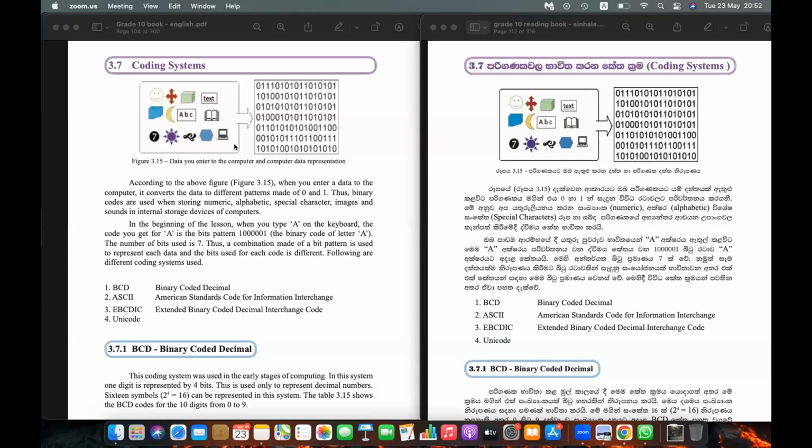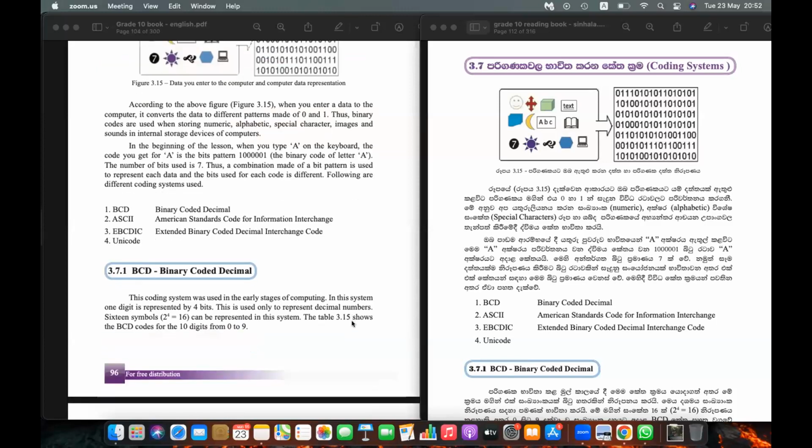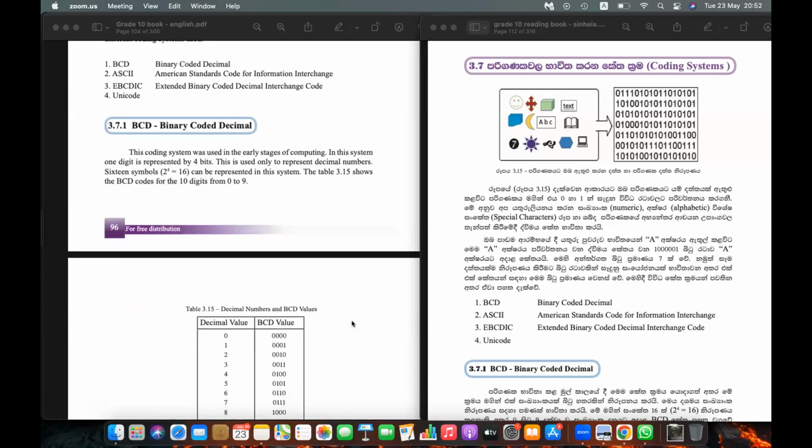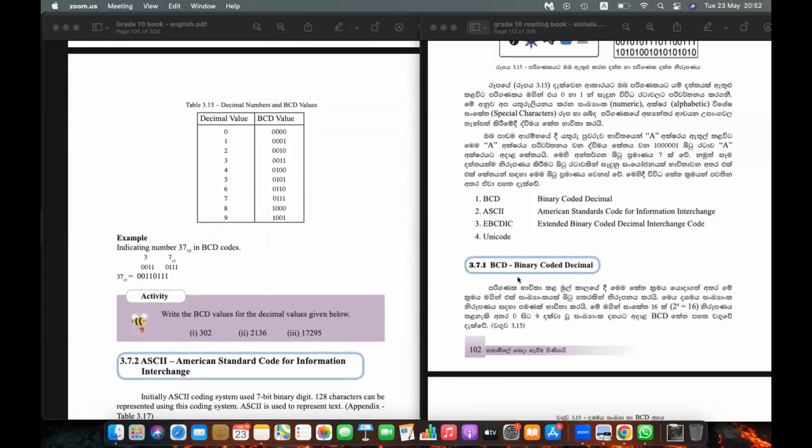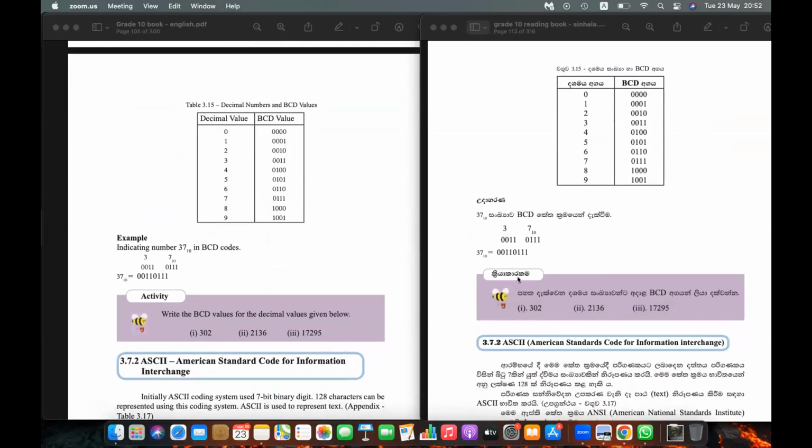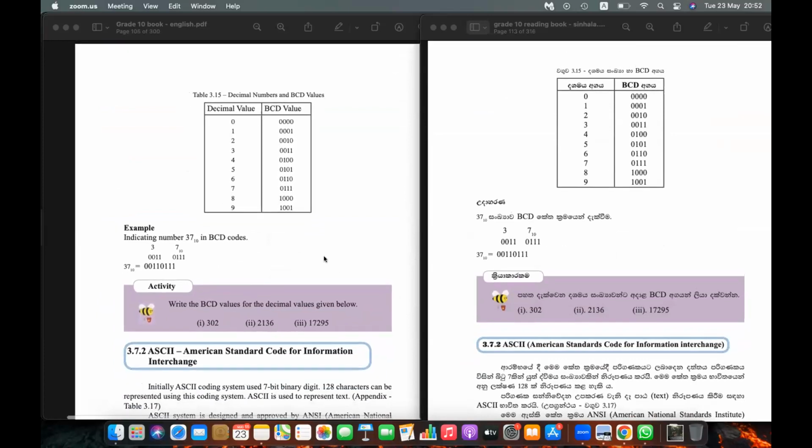Okay, so in character representation, characters are represented in certain ways. The first thing is BCD, binary coded decimal. This was used by earlier IBM computers. In the old IBM computers, numbers were represented in binary coded decimal, BCD. It was like hexadecimal, with only 4 bits allocated.